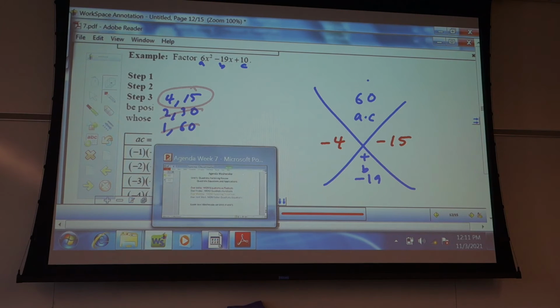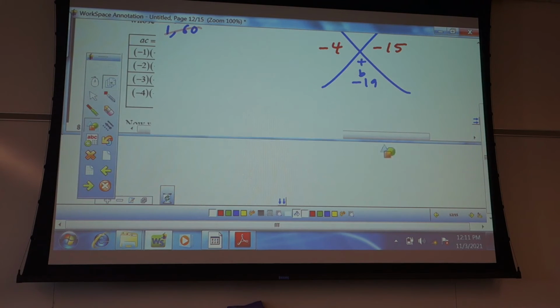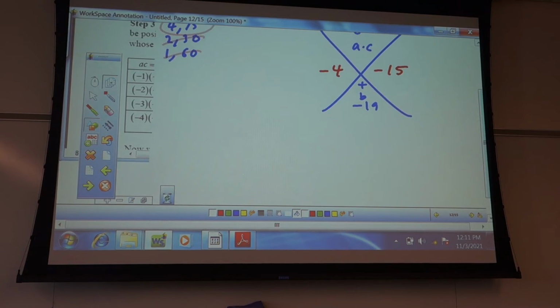Are folks okay with that part? Yes or no? Okay. Getting majority of yeses. Move on from here.